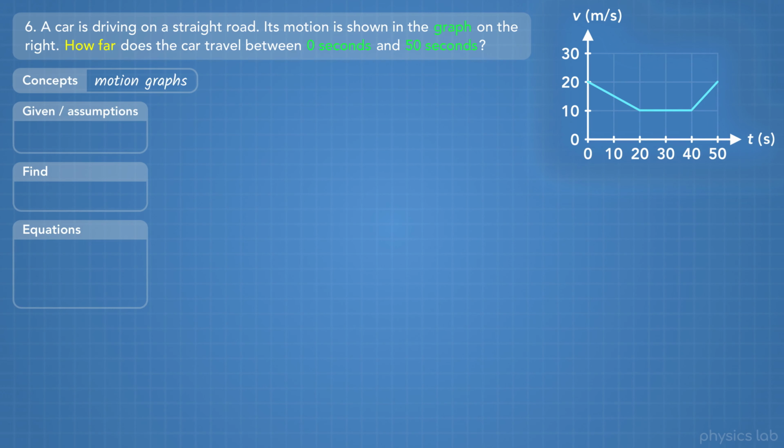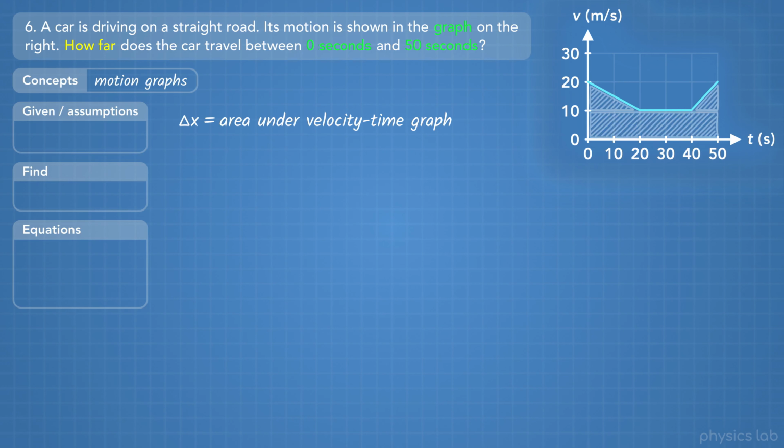The problem is asking us to find how far the car travels between 0 seconds and 50 seconds. So we're trying to find the displacement of the car over that time period. How does displacement relate to this graph? Displacement is the area under the curve of a velocity time graph. If we were using calculus, we'd say that the displacement is the integral of the velocity with respect to time.